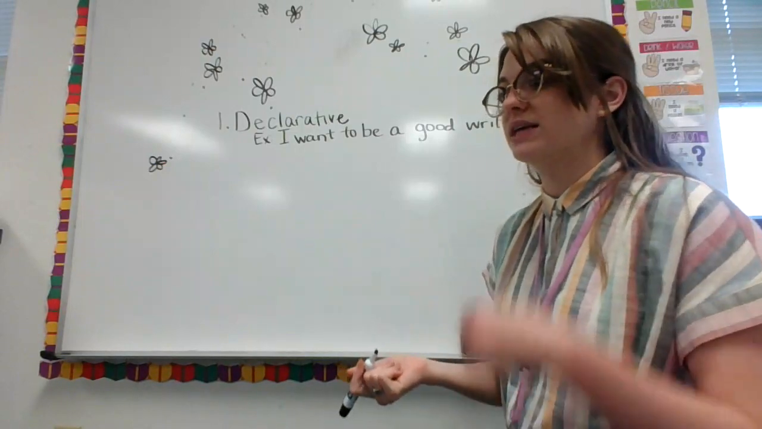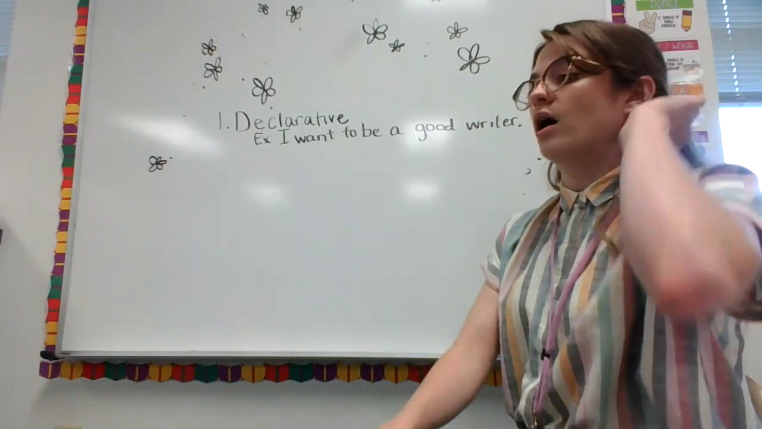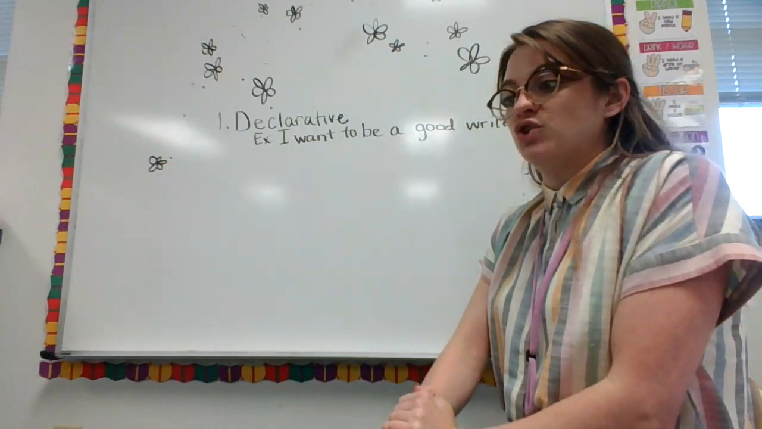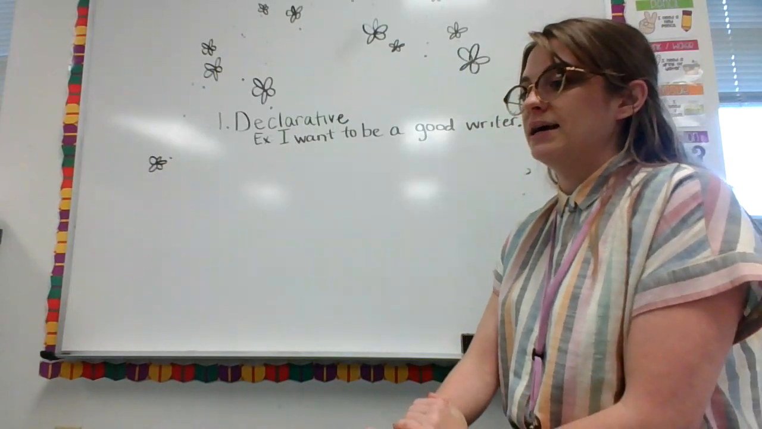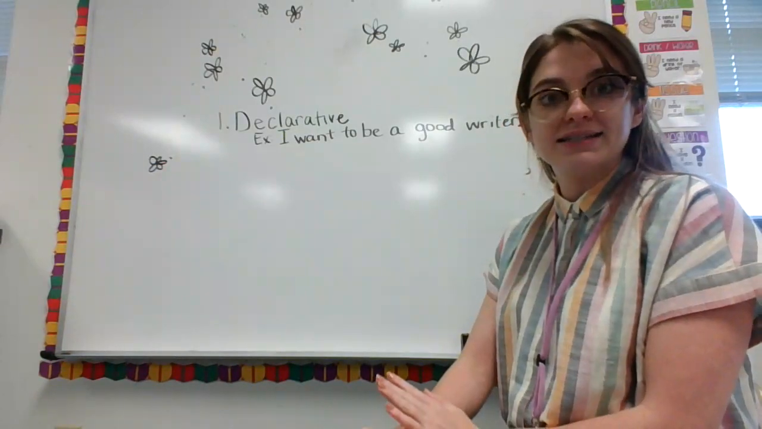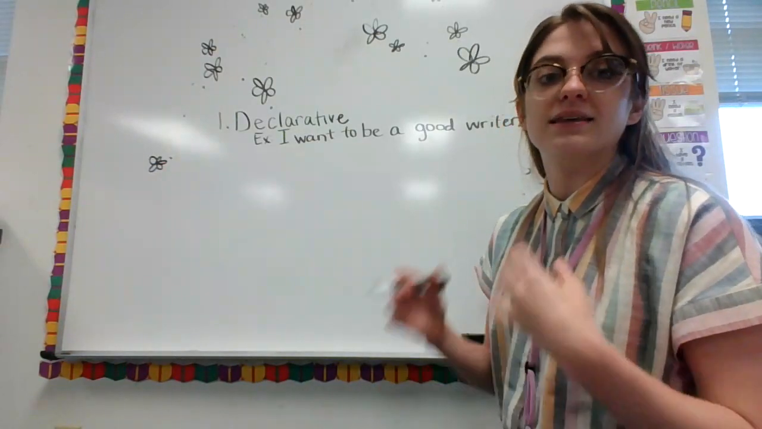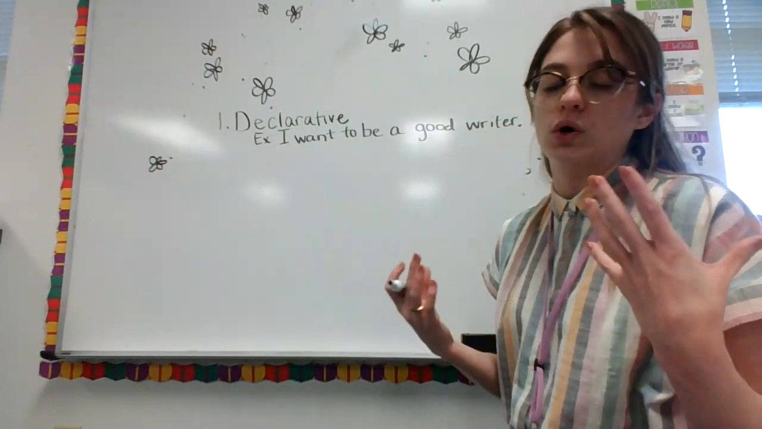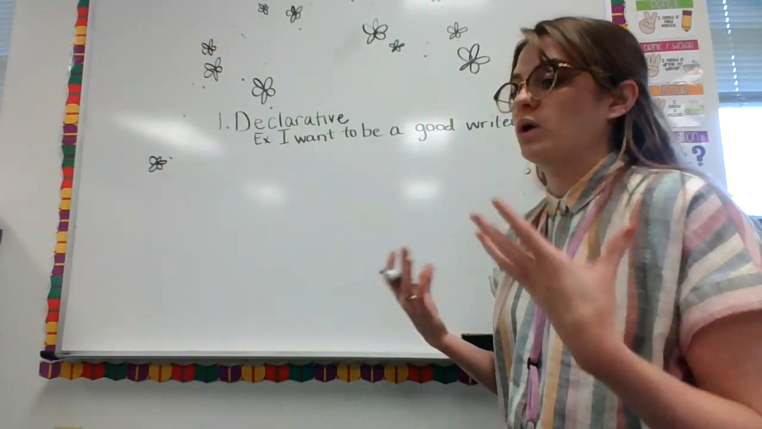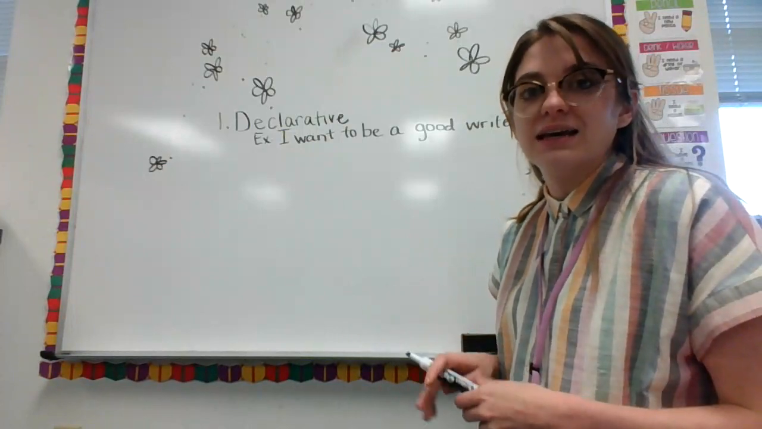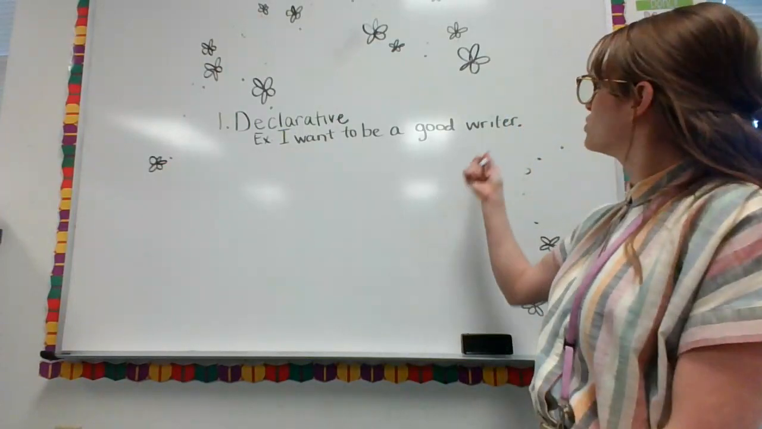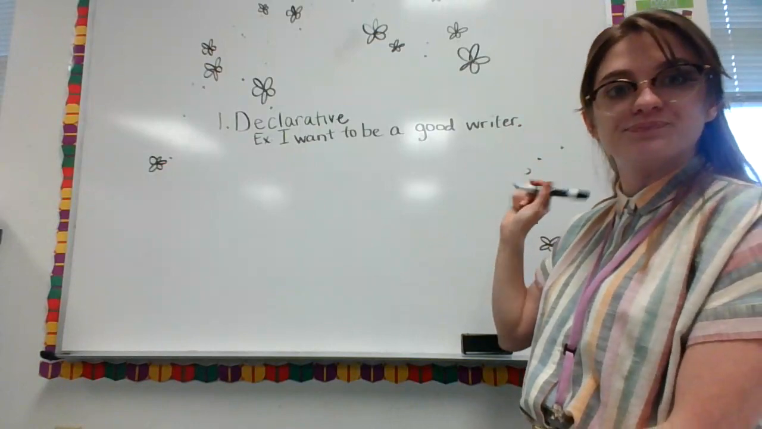Some other examples of declarative sentences are Miss Jones wants me to be on time, or Kim is going to turn 8 in August. Okay? These are all just stating facts or opinions or wants and desires. It's not a question, it's not a command, okay? It's just stating something, and it's always going to end with a period.